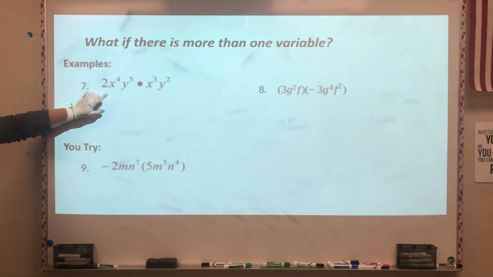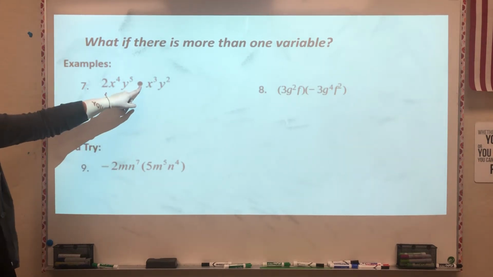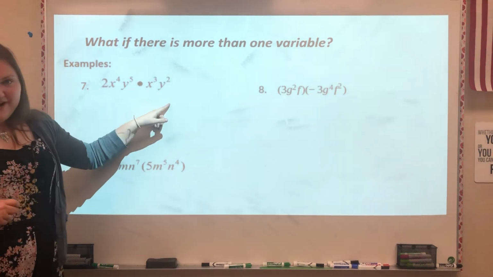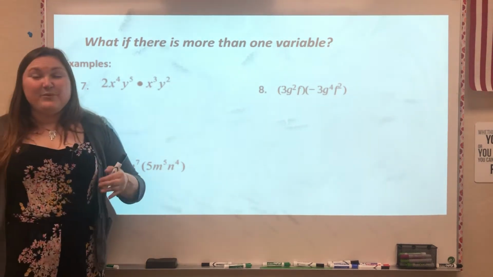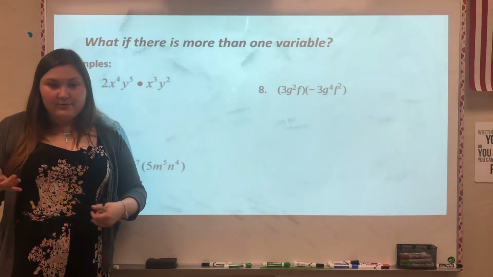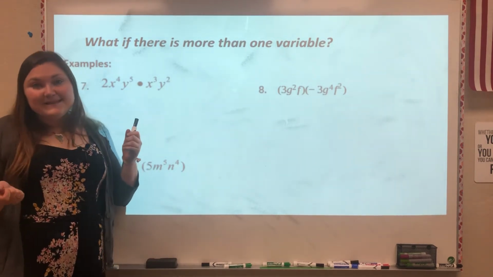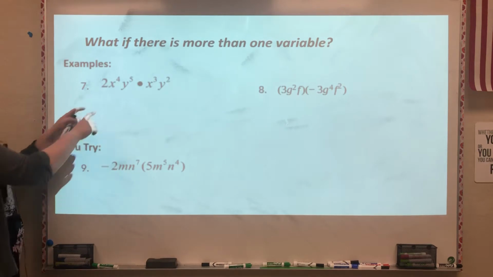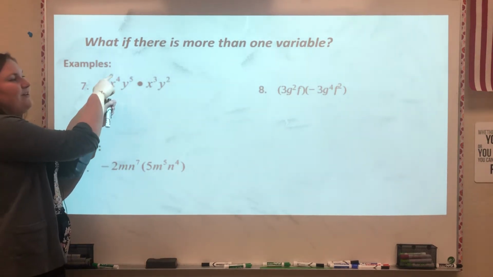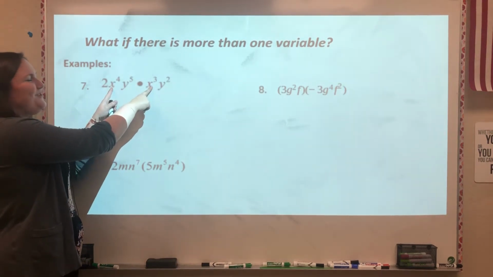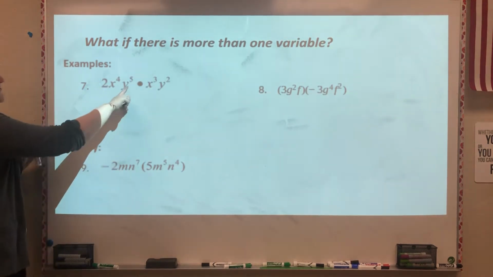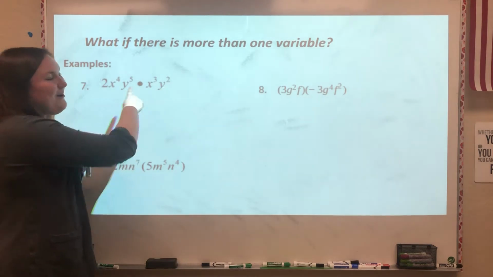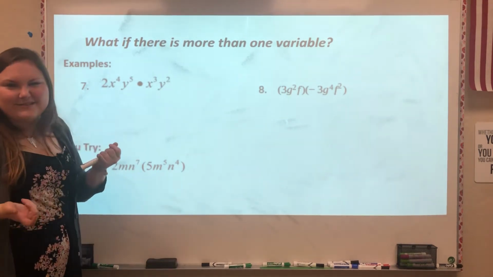For example, if I wanted to do 2x to the 4th power, y to the 5th power, times x cubed, y squared, in order to simplify that multiplication problem, we want to see what can you actually multiply together. We saw earlier that the bases need to be the same. What that means is I can multiply my x to the 4th power with x cubed. I can multiply my y to the 5th power with y squared. We're just matching up the things that are similar.